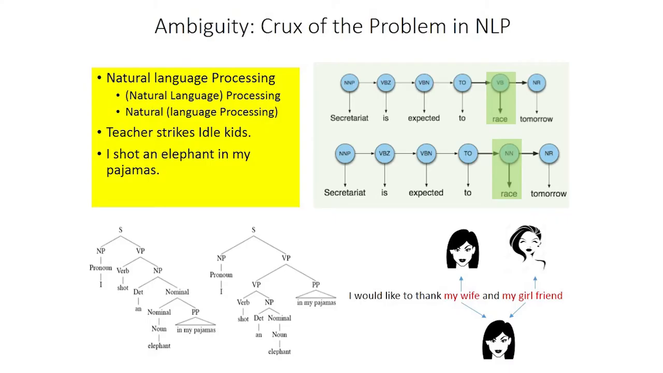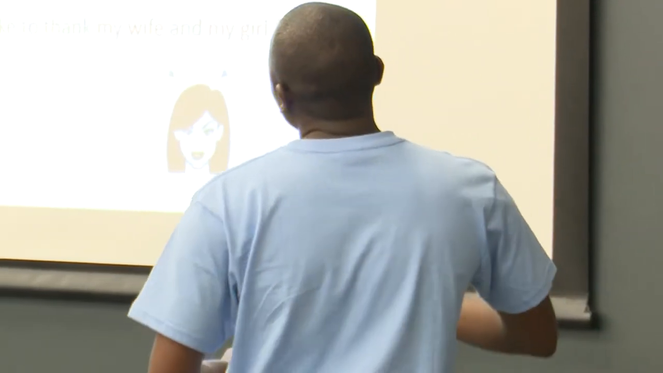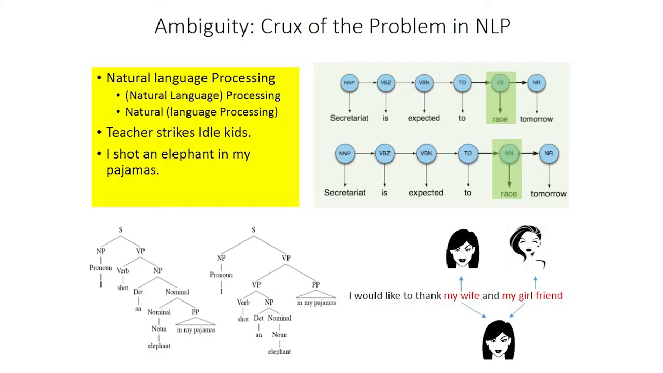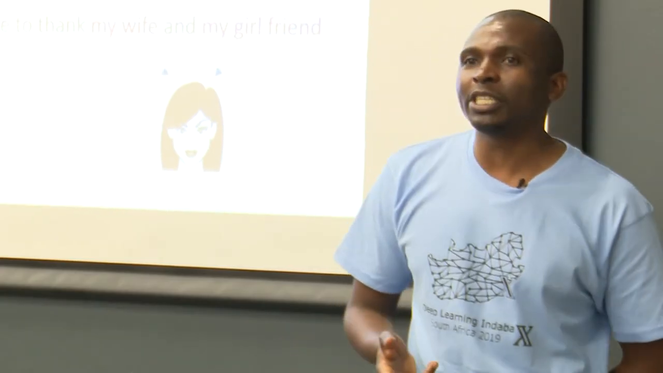I remember last year there was a soccer player who was interviewed, and he said, "I would want to thank my wife and my girlfriend." He said, "Sorry, I think you said you had missed something." On that statement, would you say he meant he has a wife and a girlfriend, or that the wife is the girlfriend? Those are two meanings that can be carried there.